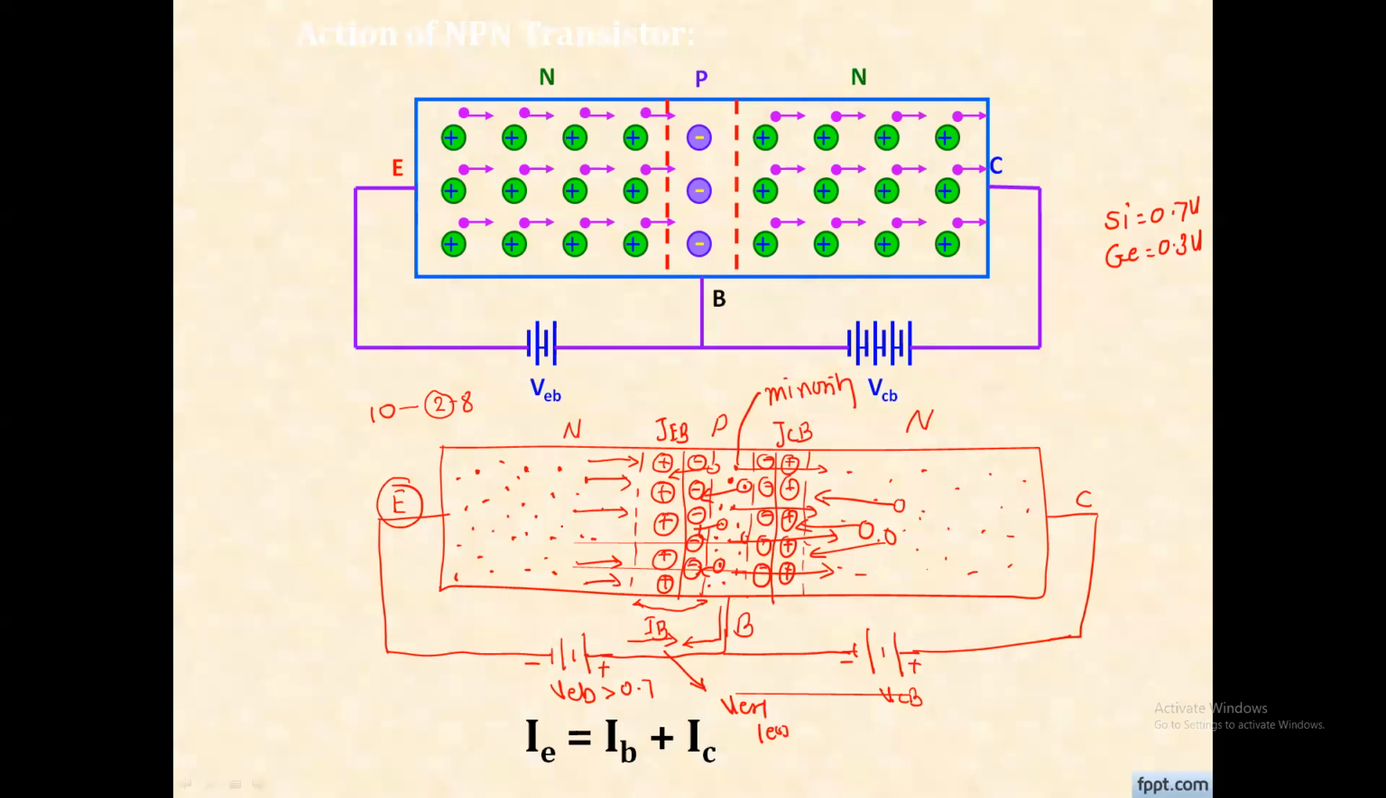Emitter. The electrons will be emitted from the emitter region to the base region, and they act as minority carriers, and all these electrons will be collected in the collector region. In this way, once the electrons reach the collector region, they will be attracted towards the positive terminal of the battery, so that the collector current will flow through the circuit.